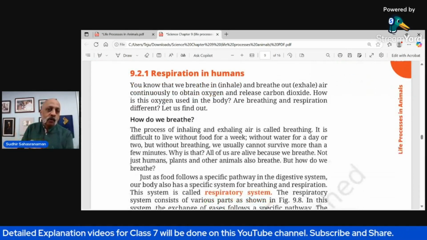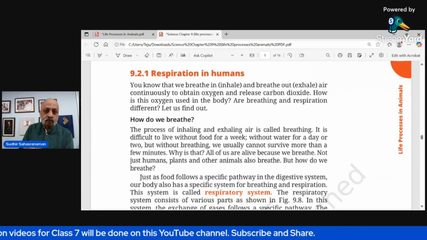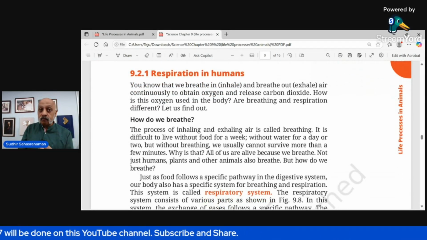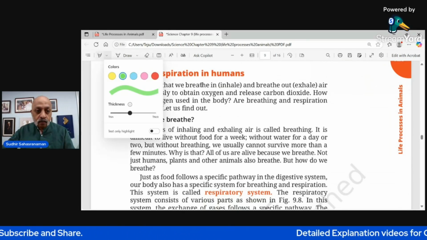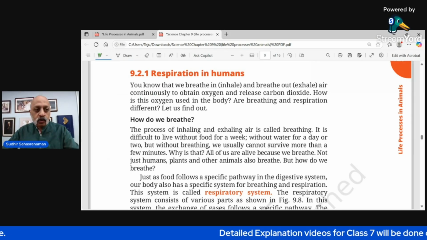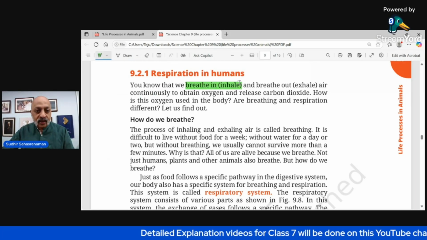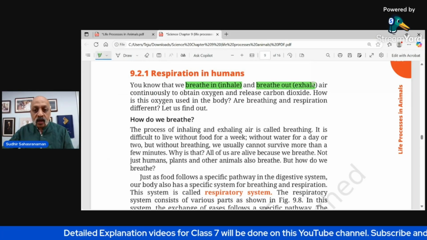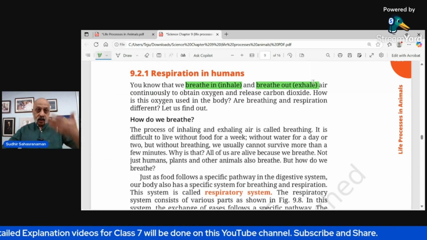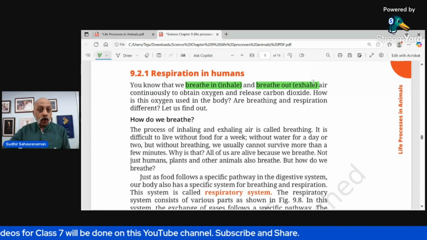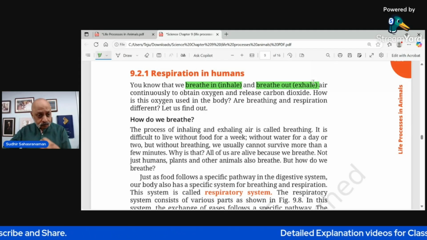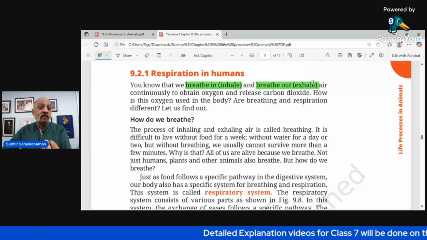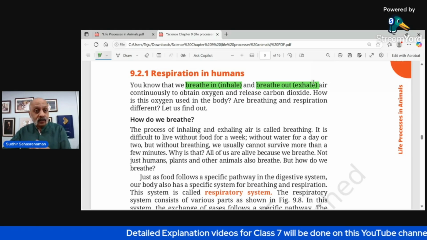When you talk about respiration in human beings, we breathe in, which is called inhalation. The process of breathing in is called inhalation. The process of breathing out is called exhalation. You breathe in oxygen predominantly and you release carbon dioxide. So are breathing and respiration different or are they the same?